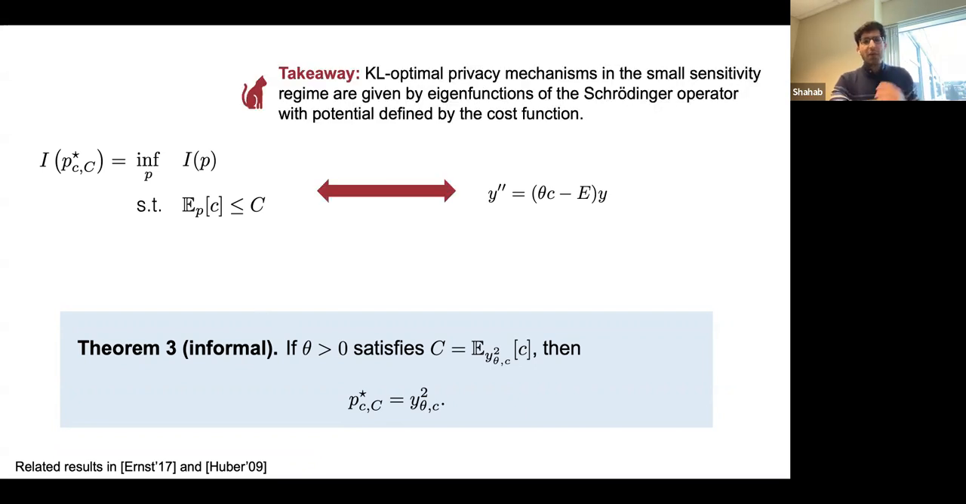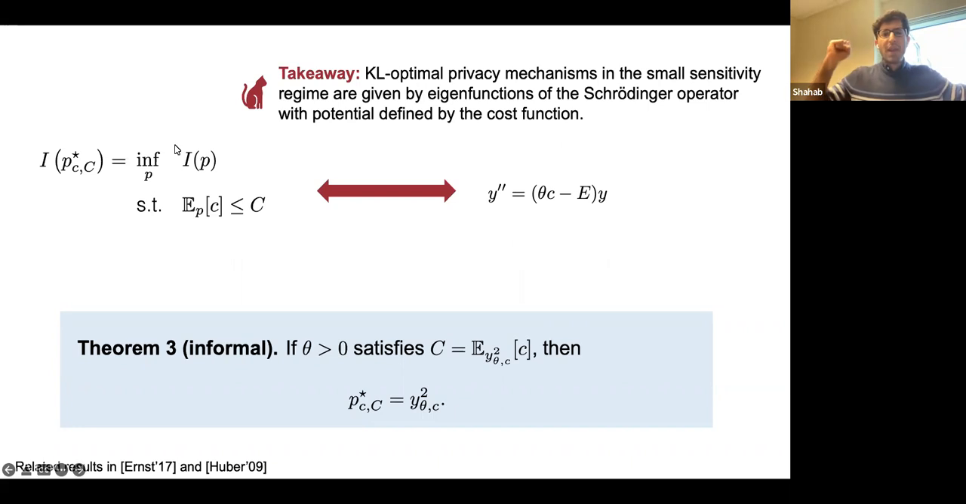Okay, so before the example, the takeaway is that if we want to solve the KL optimal privacy mechanism, if we want to characterize the optimal privacy mechanism in the large composition regime and small sensitivity regime, all we have to do is solve this differential equation problem. By solving this differential equation, we are basically solving this optimization problem.